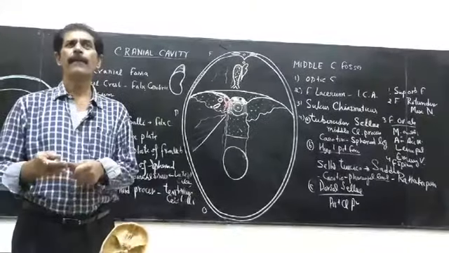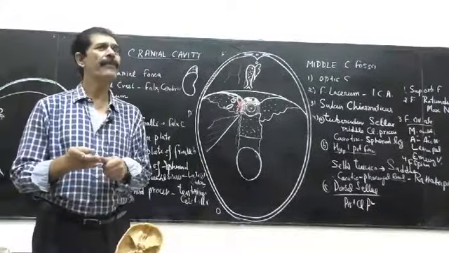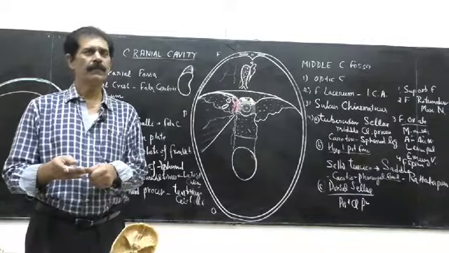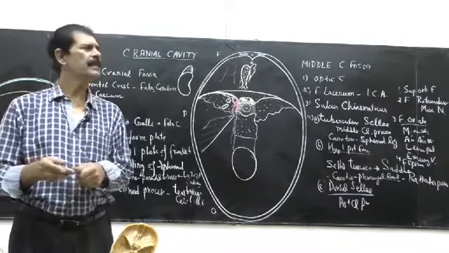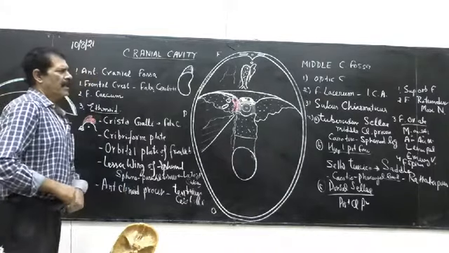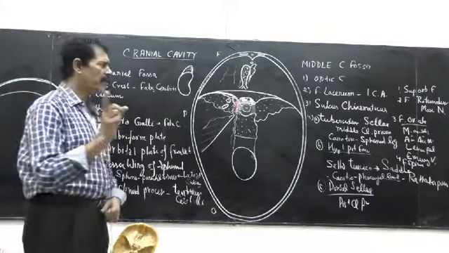Number two, the middle meningeal nerve, which has another name, nervus spinosus. Then third is the middle meningeal artery, which passes through, never the vein.